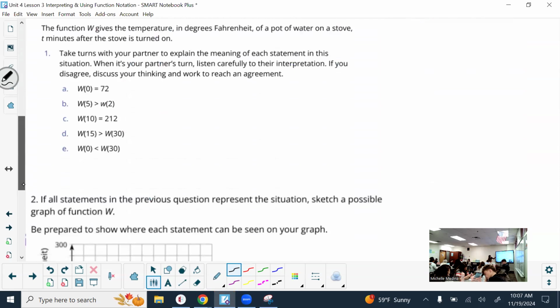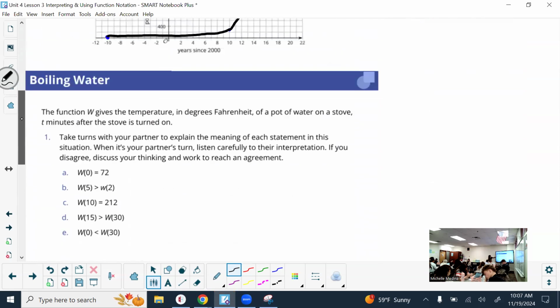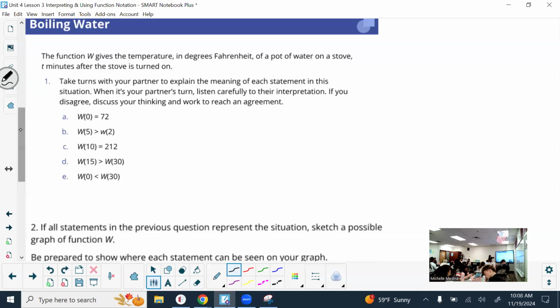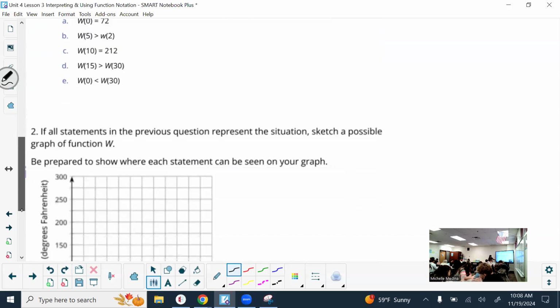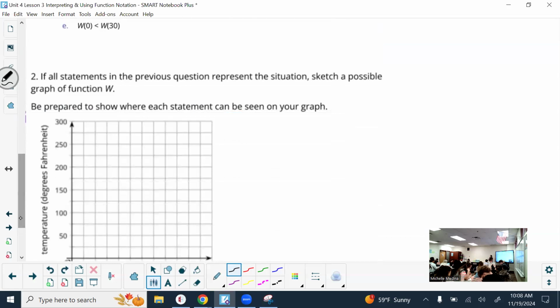You are given function W, which gives the temperature in degrees Fahrenheit of a pot of water on the stove t minutes after the stove is turned on. You're going to take turns with your partner to explain the meaning of each statement and write it down. Listen carefully, and if you disagree, discuss until you reach an agreement. Then, if all statements in the previous question represent the situation, you're going to sketch a possible graph of function W. Same thing as we did in the last one.